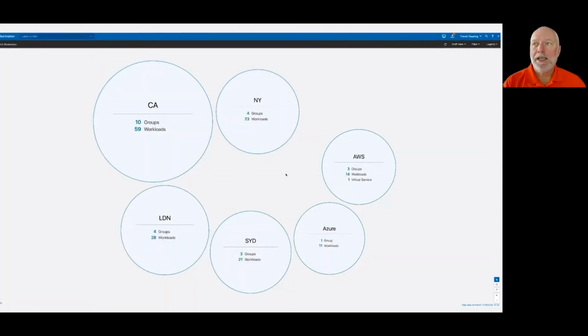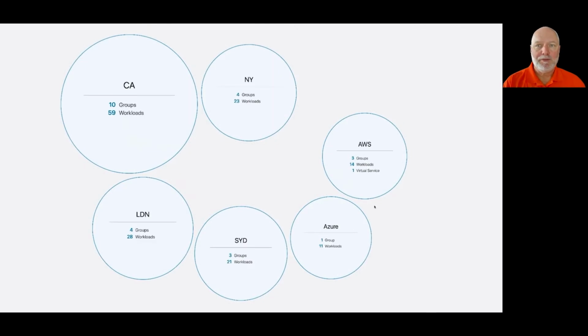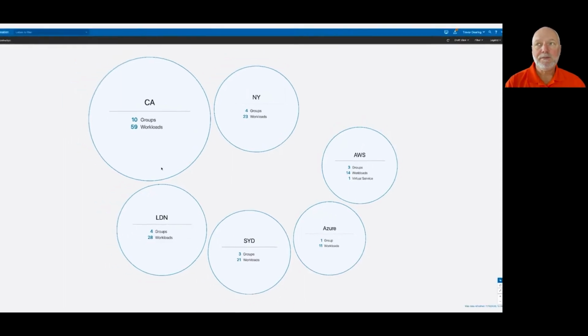And what I want to show you now is, in a bit more depth, exactly how to use the Illumio core to understand what's happening within your environment, and also to build policy and rules for segmentation purposes. So what we're looking at here is the very top level view. We can see a number of processing centers. We see California, we see New York, we see an AWS environment, we see Azure, Sydney, London.